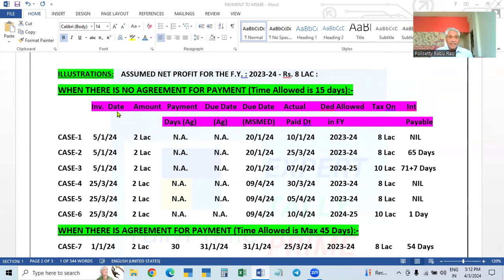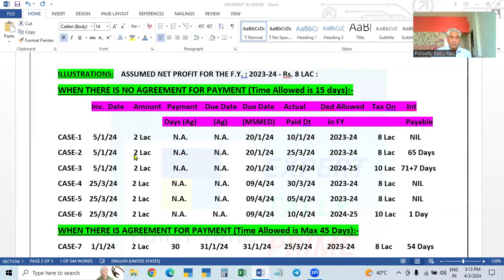Okay, you see here, this is the invoice date and this is the amount. Here are the payment days as per the agreement, the due date as per the agreement, the due date as per the act, the actual amount paid, and the date of payment. Then whether it is allowed, in which year, in the same year or next year, and on what amount tax is to be paid. If it is not allowed, both will be added. If it is allowed, only the net profit, and what is the interest to be paid, and the number of days.